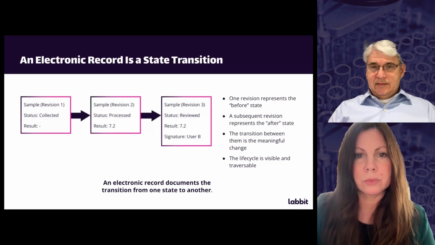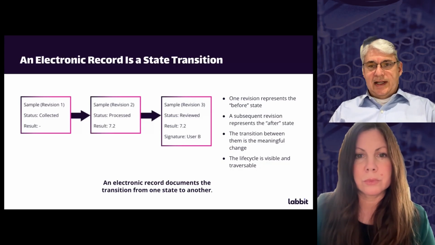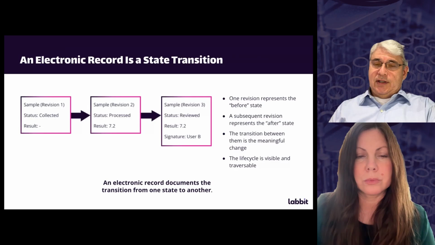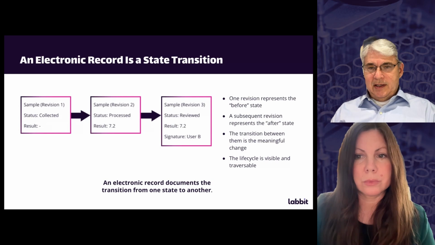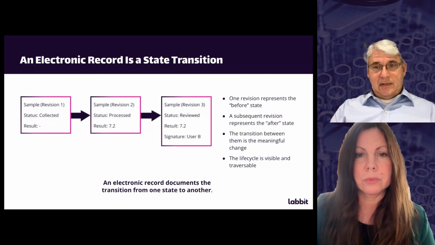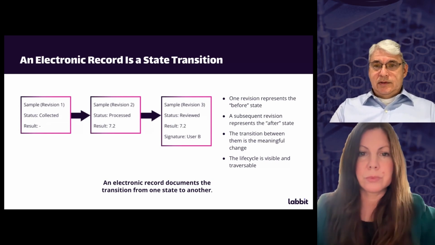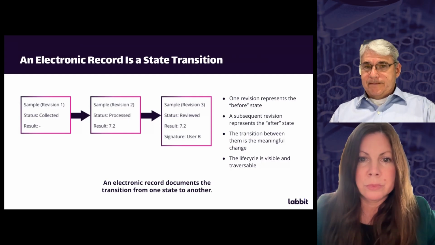So you have 2 nodes. Node 2 represents that version at that point in time. You can have a third revision of it. This time, maybe it's been reviewed by somebody and electronic signature has been applied. So now you have 3 nodes. And you can see the transition from node 1 to node 2 to node 3.